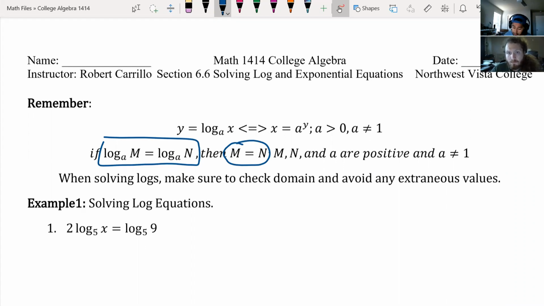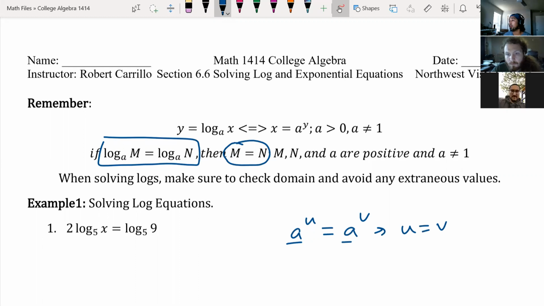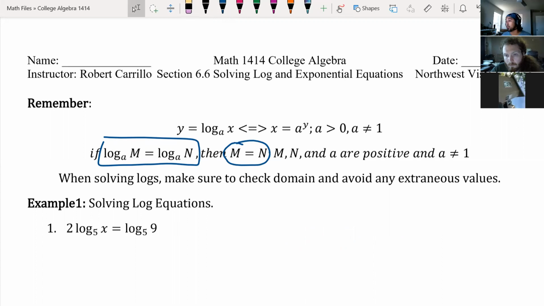There you go. This is almost like the exponential equality property. Remember, if it was a to the u equal a to the v, if the bases were the same, then u equaled v. All right. So we see that they are definitely inverses of each other with those types of properties.